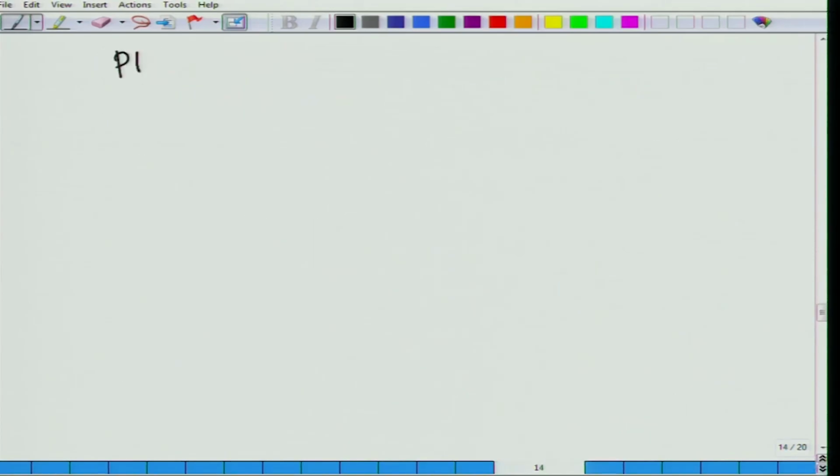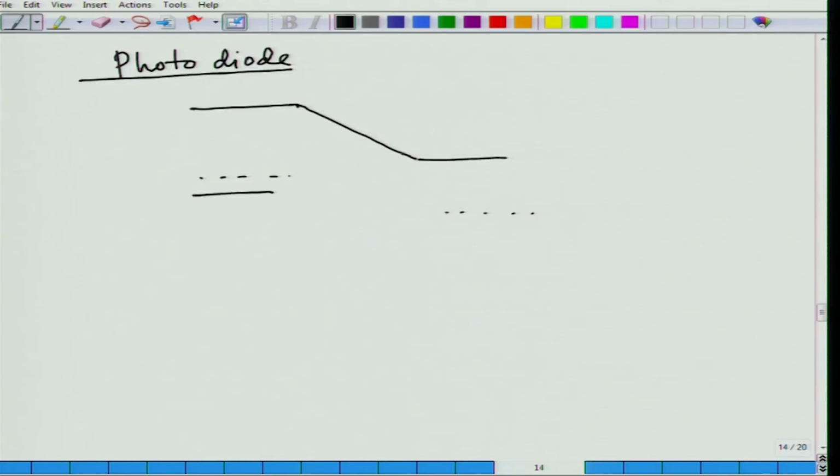Now, if I look at the photodiode, we have the same situation, but slightly different. You do not have the light shining here, rather we apply a bias, forward bias, sorry, this is a light emitting diode.